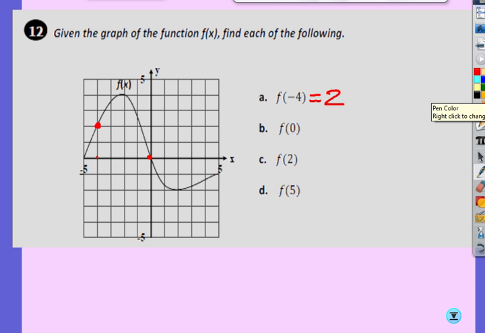Let's try letter B, f of 0. f of 0 is located right here. That is 0 on the x-axis. f of 0 for this function is 0. Now let's try f of 2. Find 2 on your x-axis and find where the graph hits it. This point has a y value of -2.